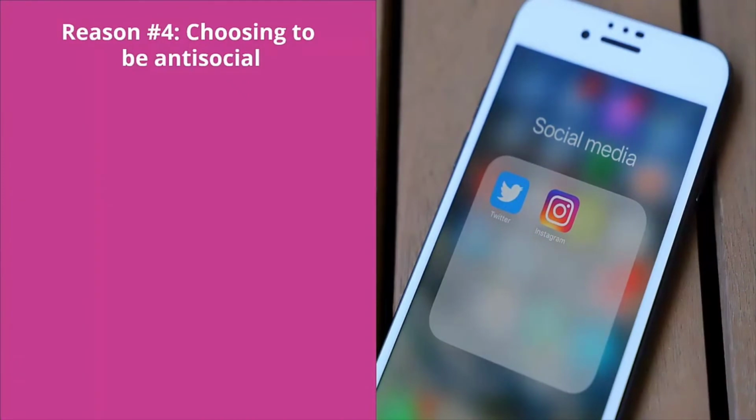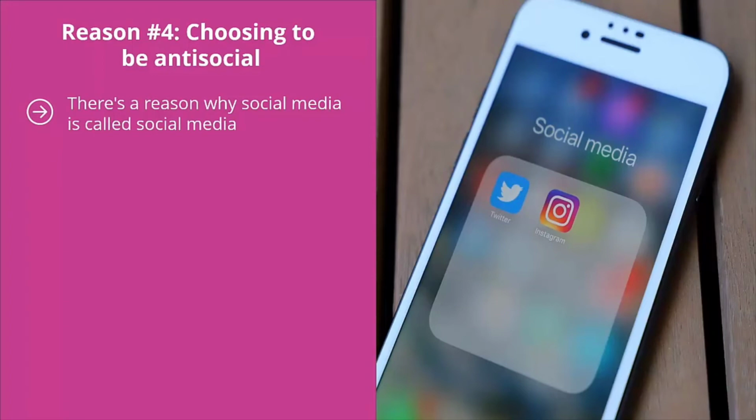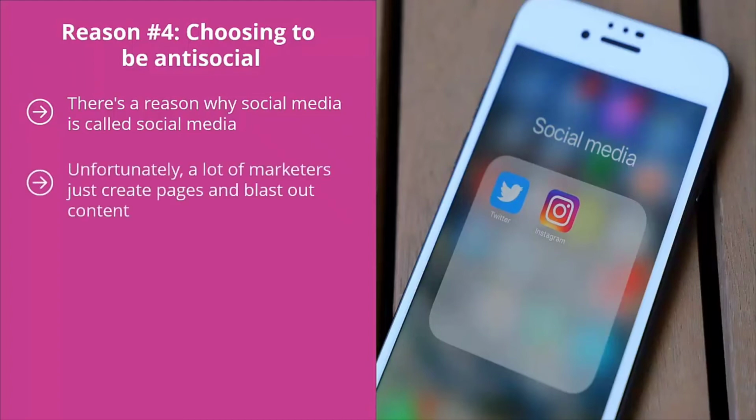Reason number 4, choosing to be antisocial. There's a reason why social media is called social media. It's supposed to allow people to be social. It's supposed to enable outreach, engagement, sharing of ideas, and forming genuine communities regarding certain interests and topics. Unfortunately, a lot of marketers just create pages and blast out content. They don't care if people react to their materials. They don't care if people even see their materials. They're just going through the motions.